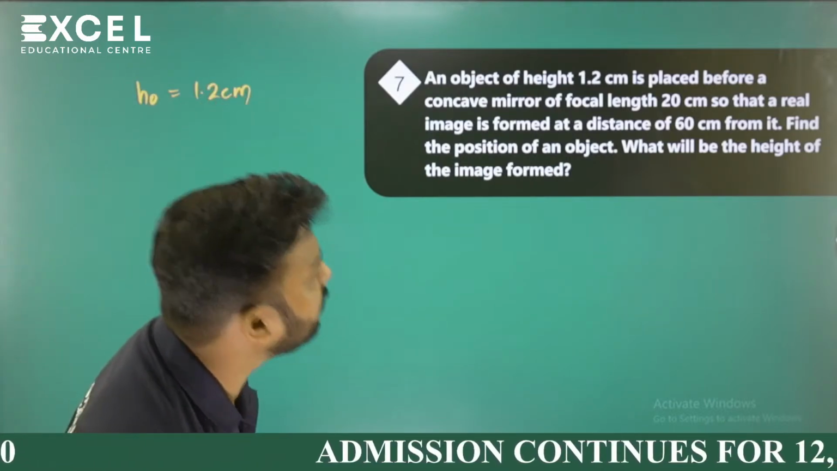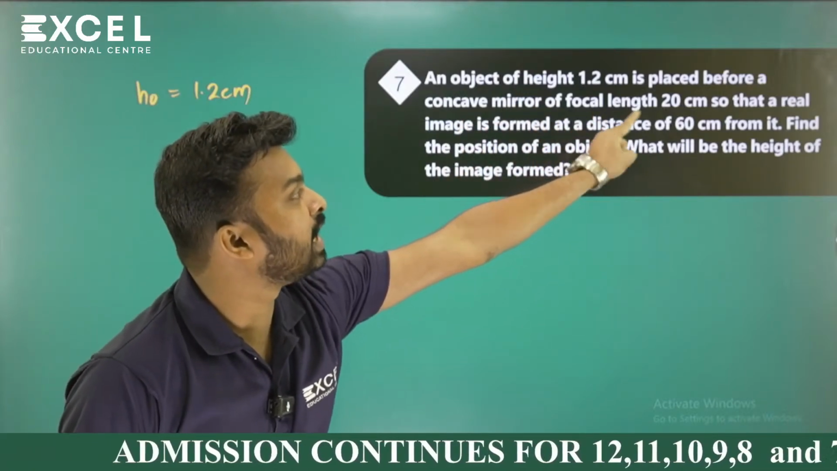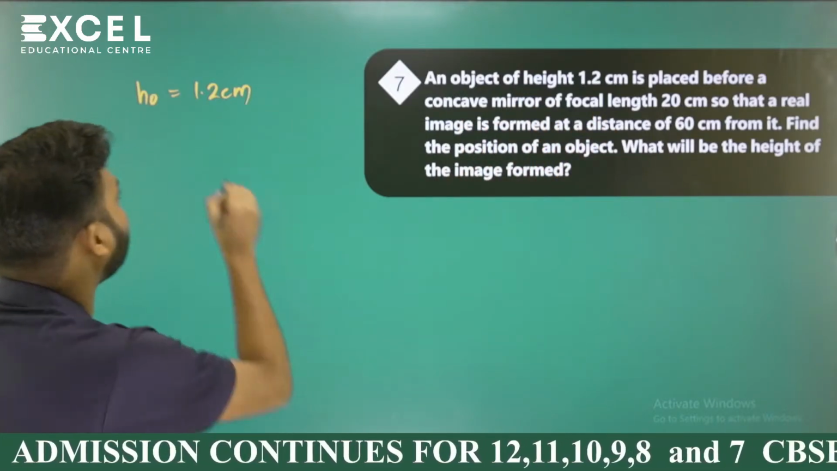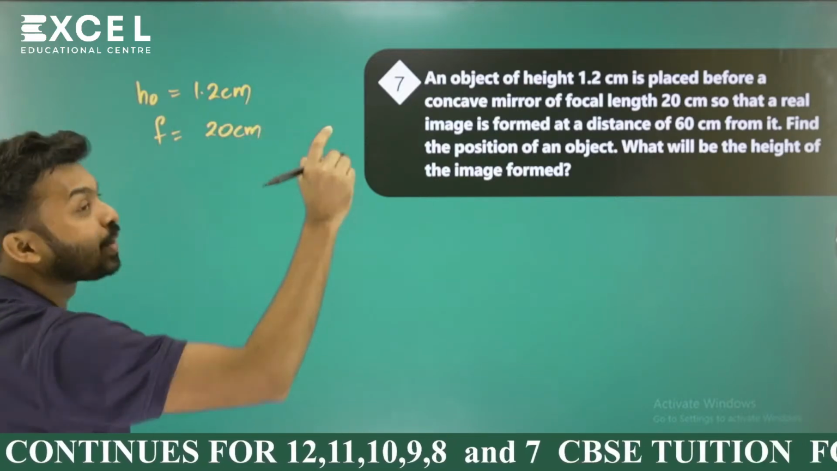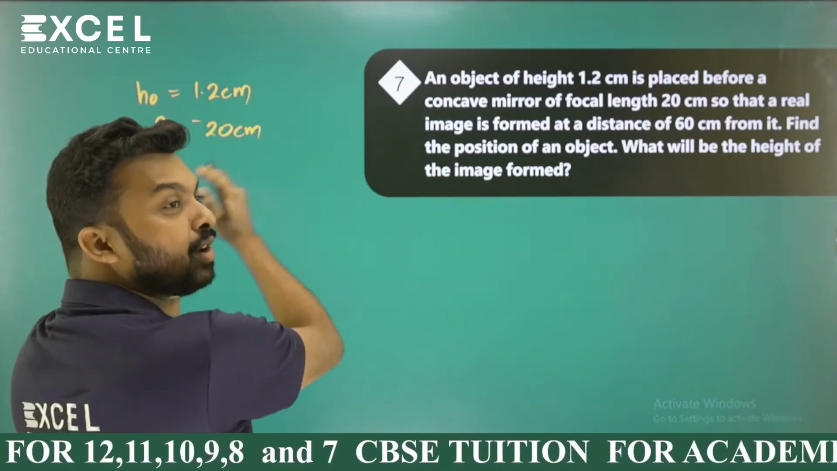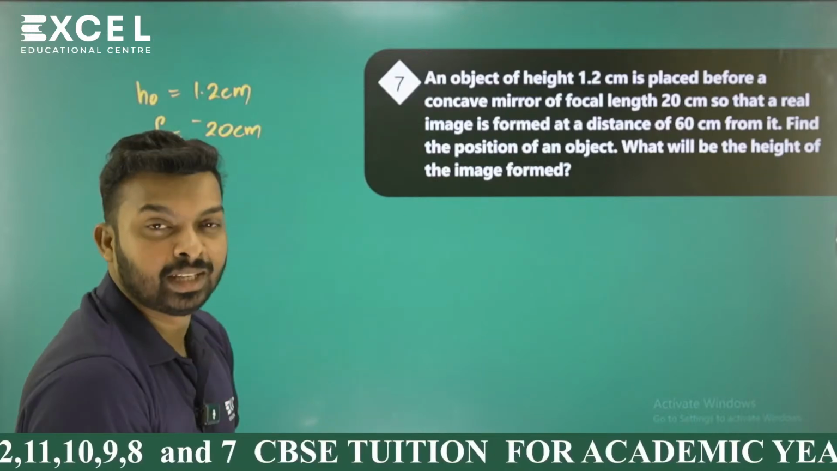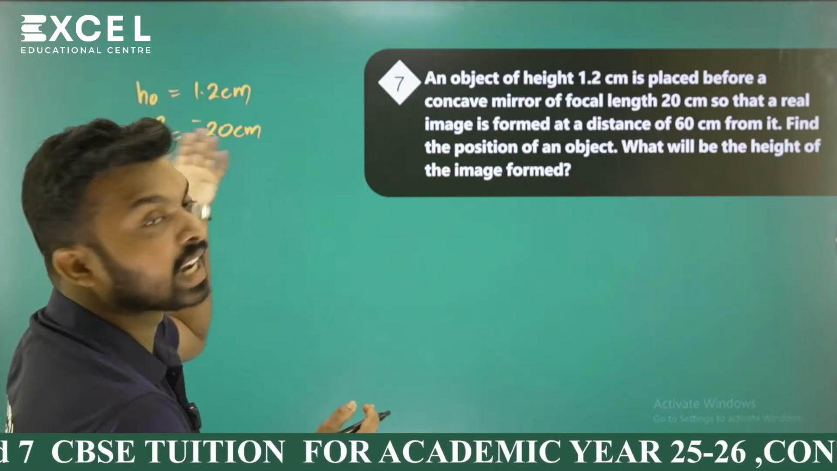Okay, fine. Then it is placed before a concave mirror of a focal length 20 centimeter. Focal length is given, 20 centimeters. See, this is a concave mirror, so focal length we can take it as negative because the image will be formed on the same side of the mirror itself. So here it will be negative itself.